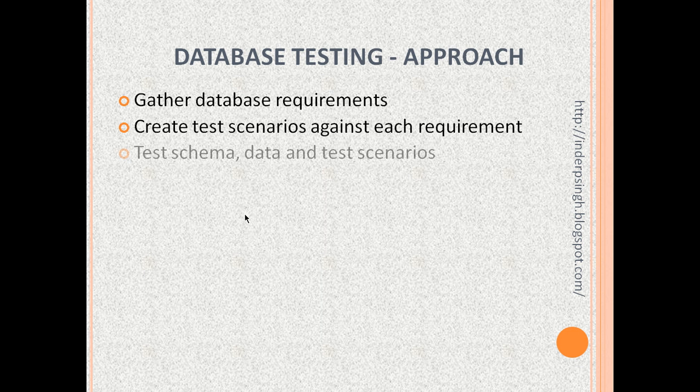So if there are any specific database requirements, you can gather those, then create test scenarios against each of those requirements. And in database testing, you have to first test the entire schema. So that means test the design of each and every table, each and every column within each table, each view, each stored procedure, each function, each trigger. Then test the data itself, and then test the test scenarios against the database requirements.